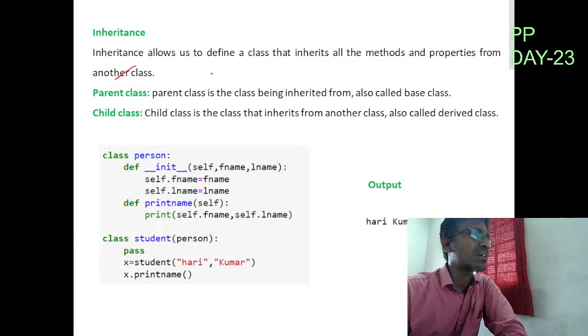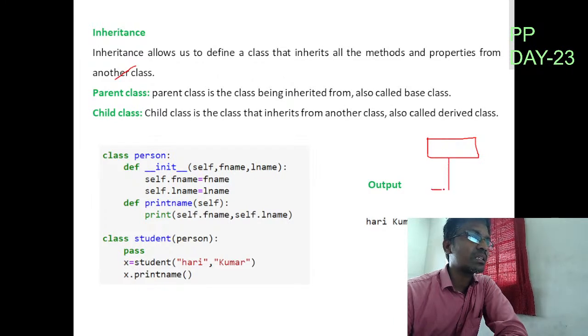In Python also the same definition. Deriving a new class from an existing class is called inheritance. And here you have to use a parent class and a child class. The first class is called the existing class or parent class. From that class you have to derive one new class, or a child class.